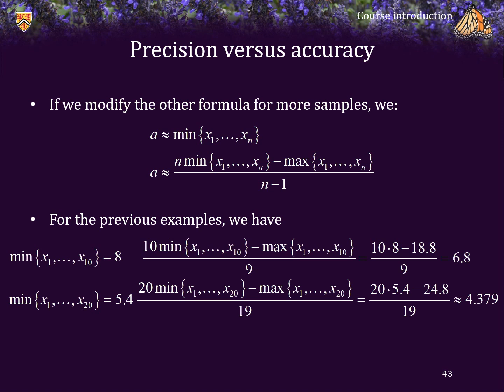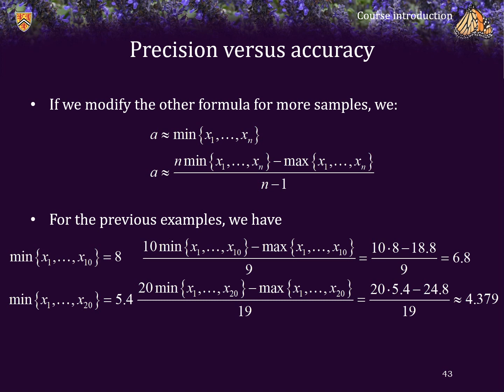If we substitute both the minimum and maximum into this formula, we get a different approximation of the lower bound. Now we're overshooting the lower bound. We're at 4.379. And oddly enough, that's actually not as good an approximation as 5.4 is.